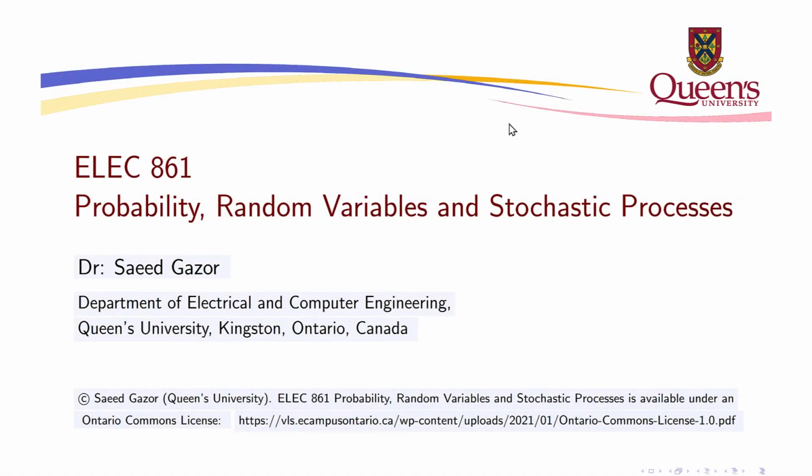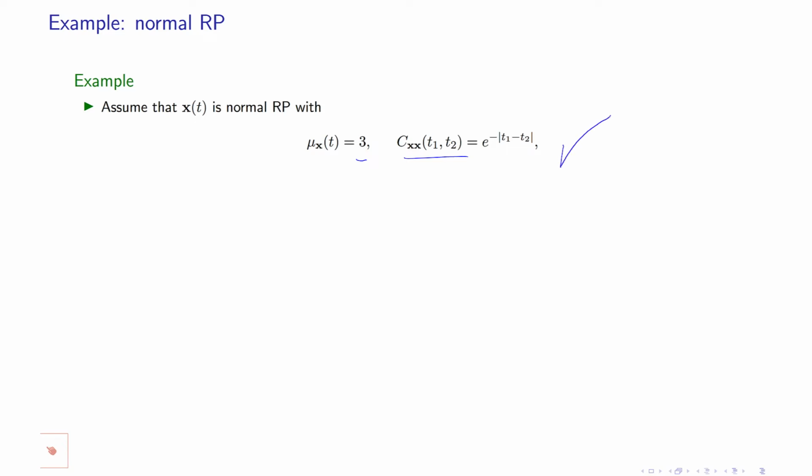Let's have an example on a normal random process. In this example, assume that x of t is a normal random process. The mean and autocovariance function are given. In that case, you could characterize the joint distribution of any arbitrary number of samples of your random process. So your random process is fully characterized. All the joint distributions of all numbers of samples are given.